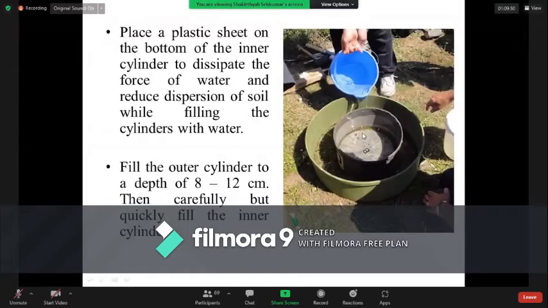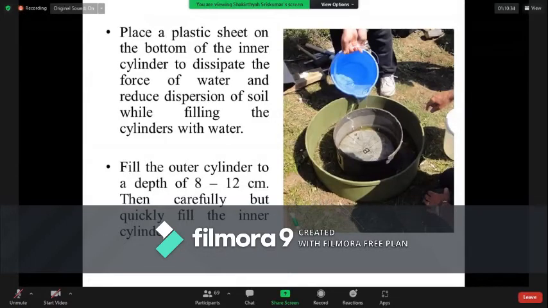At that time, with the force of water, the soil inside this inner cylinder moves here and there. So dispersion of the soil will happen. To reduce that dispersion, we are going to use this type of plastic sheet. So first we have to place that plastic sheet in this inner cylinder, then pour the water. First fill the outer cylinder to a depth of 8 to 12 centimeters.